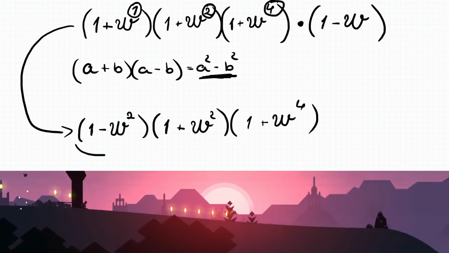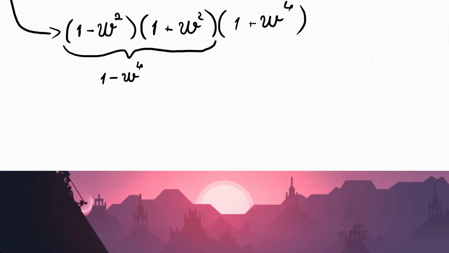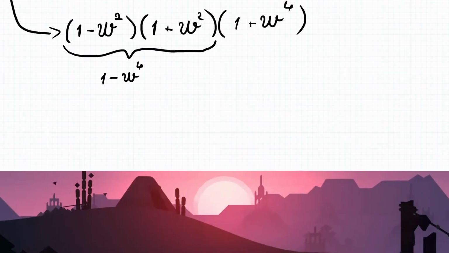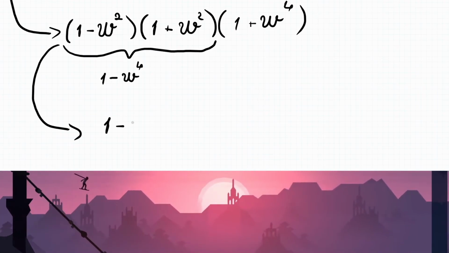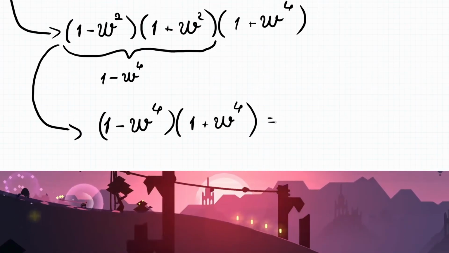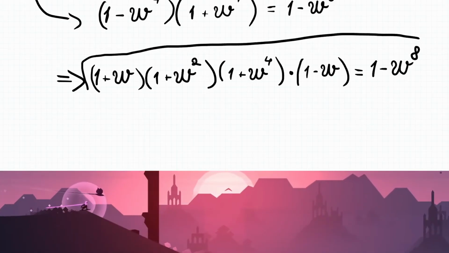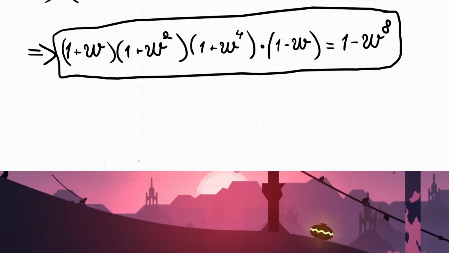Now multiply that by 1 plus w squared. Again, same identity. 1 minus w squared times 1 plus w squared becomes 1 minus w to the 4th. And then one more time, 1 minus w to the 4th times 1 plus w to the 4th becomes 1 minus w to the 8th. So this entire ugly-looking product collapses all the way down to 1 minus w to the 8th.